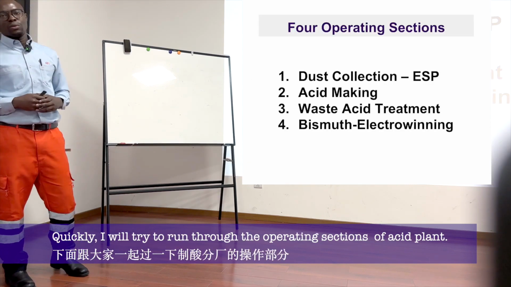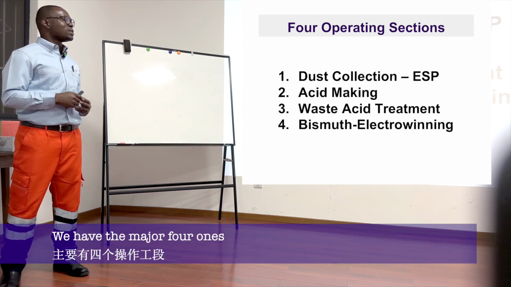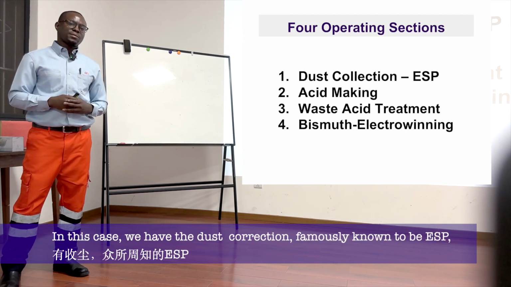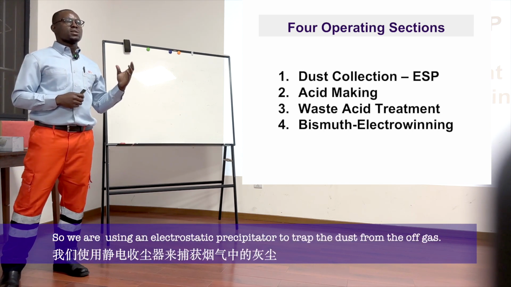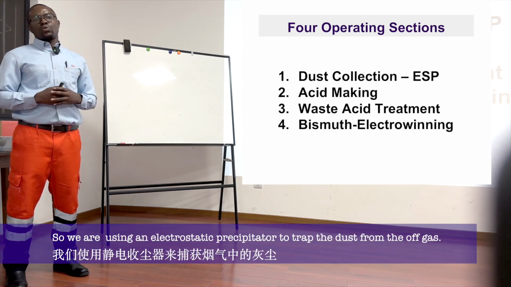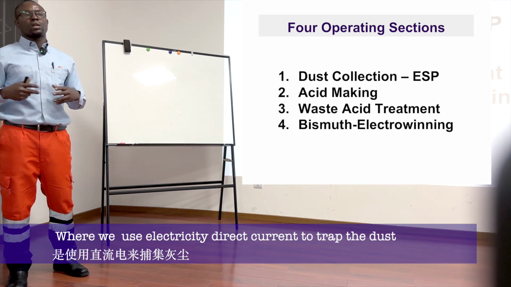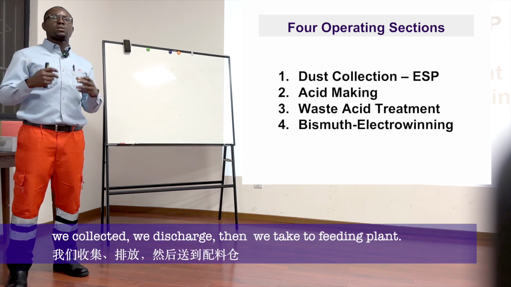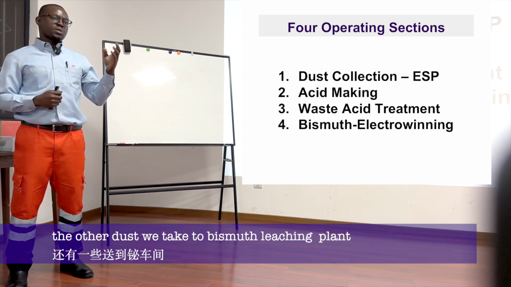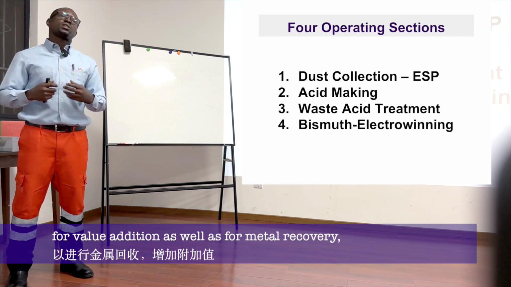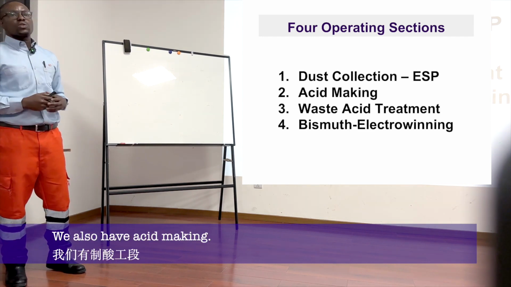Quickly, I'll try to run through the operating sections of acid plant. We have the major 4 ones. In this case, we have the dust collection, famously known as ESP, that is electrostatic precipitator. So we are using the electrostatic precipitator to trap the dust from the off gas, where we use direct current electricity to trap the dust. We collect it, we discharge, then we take it to the feeding plant. The other dust we take to the bismuth leaching plant for value addition as well as for metal recovery, which I'll talk about shortly.